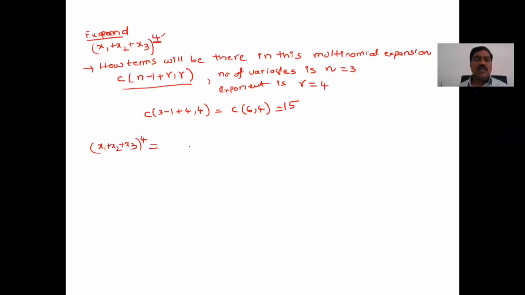The first one is you write all one variable with power 4. That is x1 power 4. This will be one term. I'm not writing the coefficients. Coefficients we write later. Then x2 power 4. Then x3 power 4. Okay. So these are the terms with one term with the whole power 4.